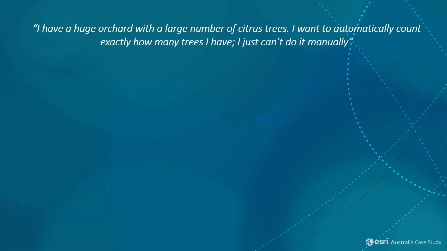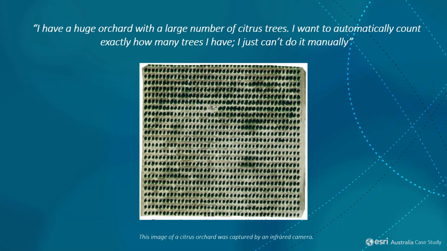The first is pretty fundamental. I have a huge orchard and I have a large number of citrus trees, and I want to automatically count how many trees I have. This isn't a task that can be done manually. An infrared camera mounted drone can be used to capture this information about the citrus orchard.